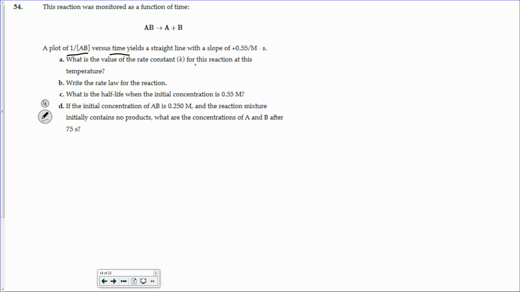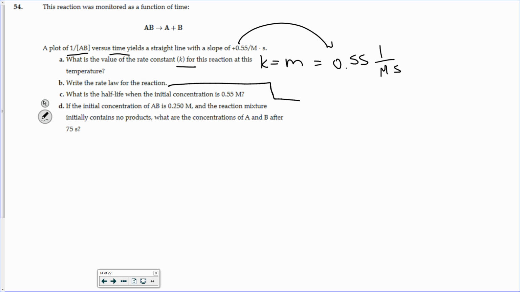All right, so we can answer a few of these things just by that. We want to know what the value of K is. K is just equal to the slope M, and that's provided in this one. So it's 0.55 inverse molar inverse seconds. Now it wants us to write the rate law for it. So in B, the rate is equal to the rate constant times the concentration of the reactant. There's only one, raised to the order, and this one's second order, so 2. Okay, so now we've got the expression.